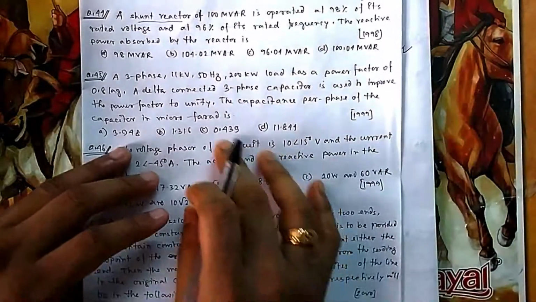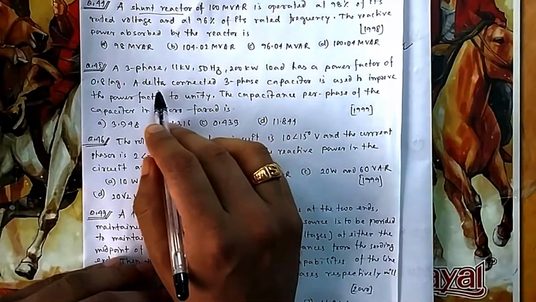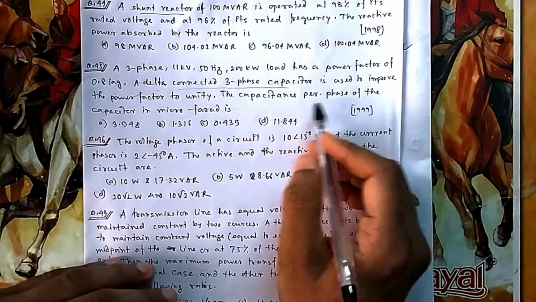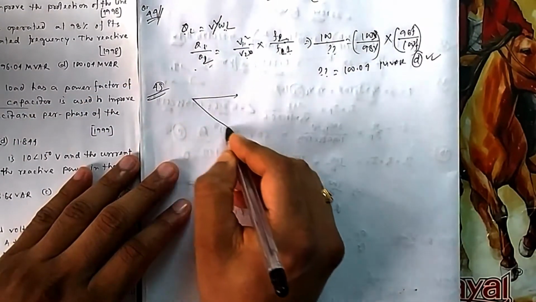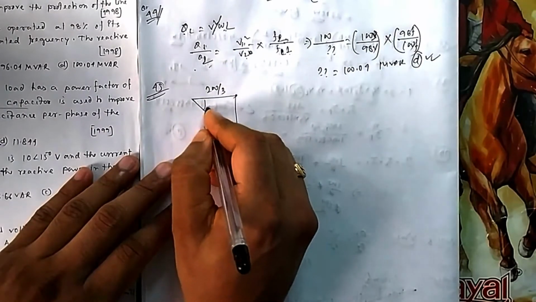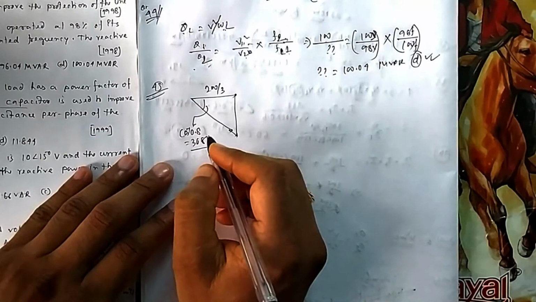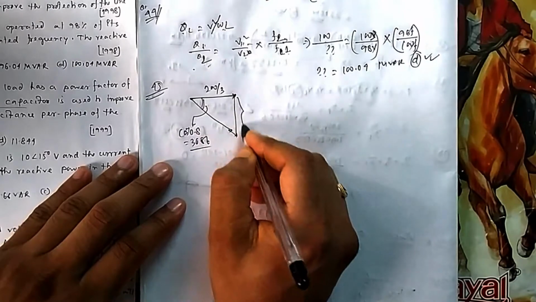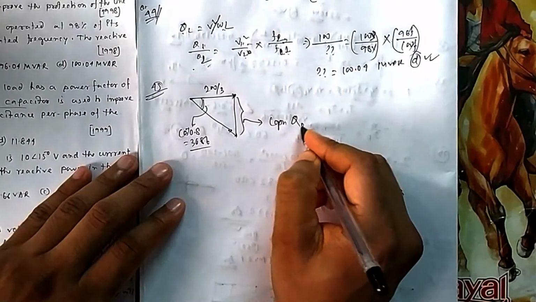Now if you come to question 45, a 3-phase load has a power factor of 0.8, and a delta connected 3-phase capacitor is used to improve the power factor to unity. Again, you have to be very careful. Find the capacitance per phase of the capacitor required. Let us calculate it on a per phase basis. Initially it was 200 kilowatts, so 200 by root 3. The power factor angle was cos inverse 0.8, that is 36.86 degrees. Now you want to improve it to unity, which means you need to compensate the whole Q. So this much should be the capacitor Q per phase.